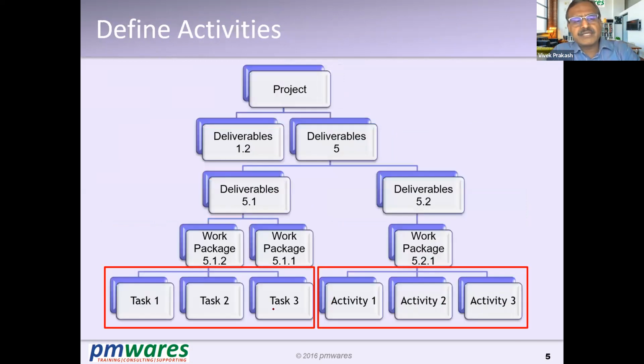Then you will see that the project and deliverables will reach the work package, and below the work package are the activities. Below the work package, we put task 1, task 2, task 3, activity 1, activity 2, activity 3, meaning the activities to be performed to complete that work package. So when we create a hierarchy in MS Project, the lowest item you will see will be activities, and that is where we will actually work.